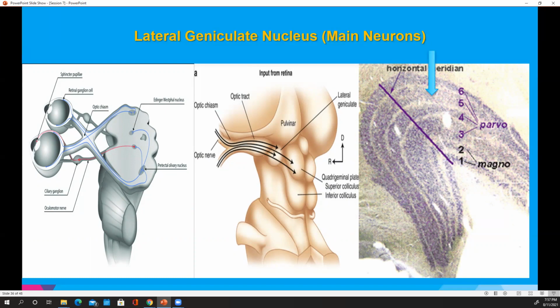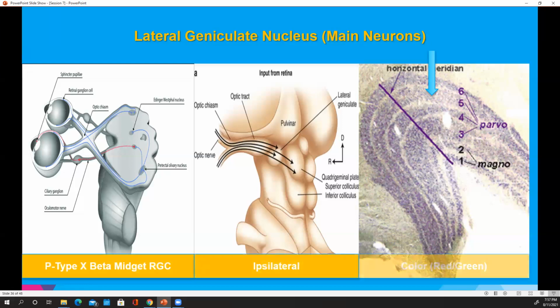Go. So we're in layer 5, which is the parvocellular layer. So 2, 3, 5, any cell that came there is first of all a P-type cell, because they're the ones that go in the parvocellular pathway, type midget cells, and it is coming from the ipsilateral eye. It's a midget. Tell me what type of information it is carrying. This is slow conduction, color vision, red, green. You got it. So P-type, beta, midget, retinal ganglion cell, ipsilateral, color.